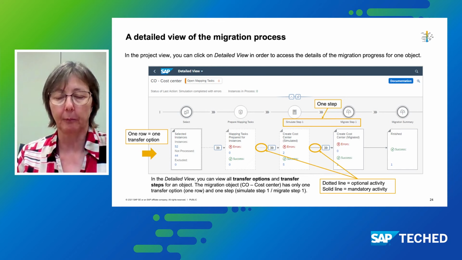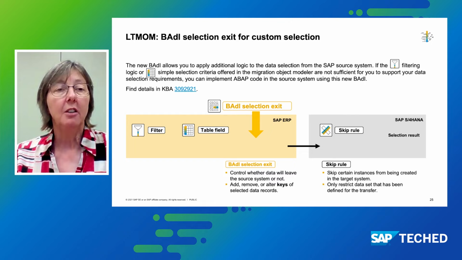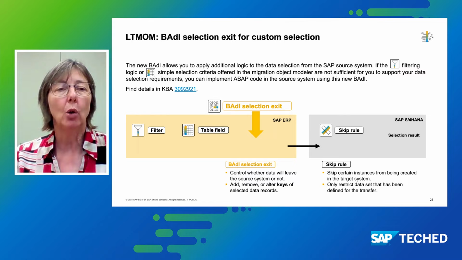Yeah, and also new is the BAdI for selection. So, in 2021, you have this additional possibility. Now you can even use your own ABAP coding in order to influence the selection from the source system.